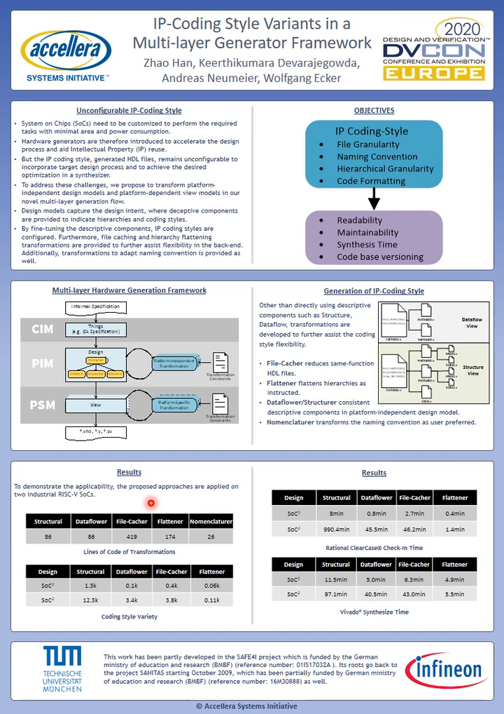To demonstrate applicability, the proposed approaches are applied onto industrial RISC-V SoCs. We have different benchmarks here, which is coding style variety, which means how many HDL files are generated for different SoCs with different transformations. We also benchmark the check-in time with Rational ClearCase for different backends. Additionally, with the synthesis tool Vivado, we have benchmarked synthesis time with different IP coding styles. And last but not least, the development effort is also shown for different transformations.